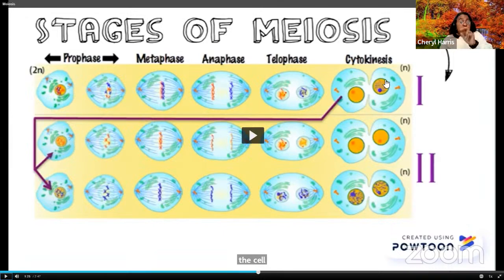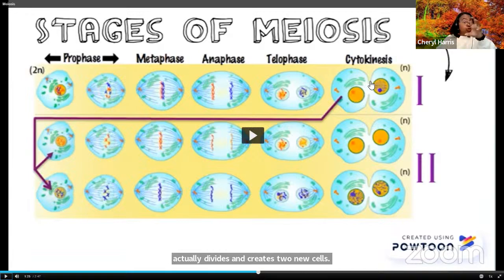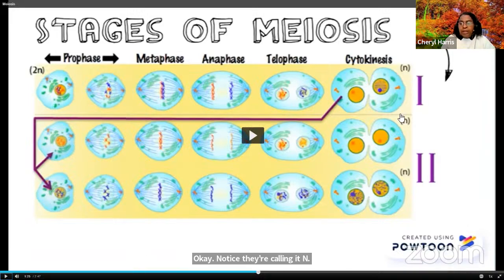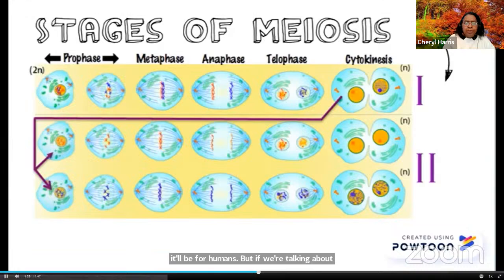In the first phase, you're only creating two cells. And those two cells are now moving on to the second phase. So two cells are going to divide again. And that's why we have 4 cells. Notice they're calling it N. Remember that they're going to use that N number a lot. It's just like algebra, it's going to be generic. When we talk about it, we'll know what the N number is because it'll be for humans. But if we're talking about another species, it'll be a different number.